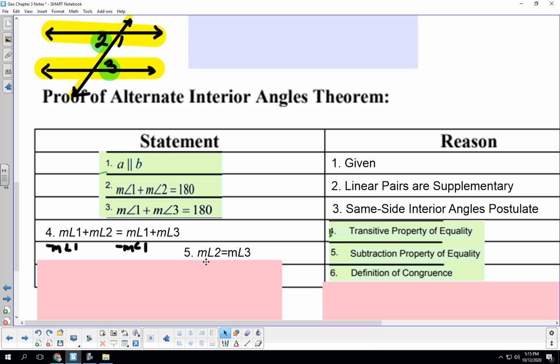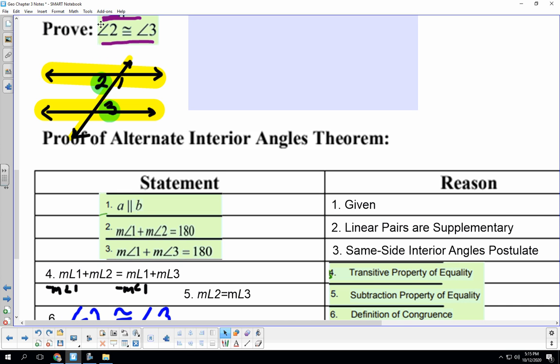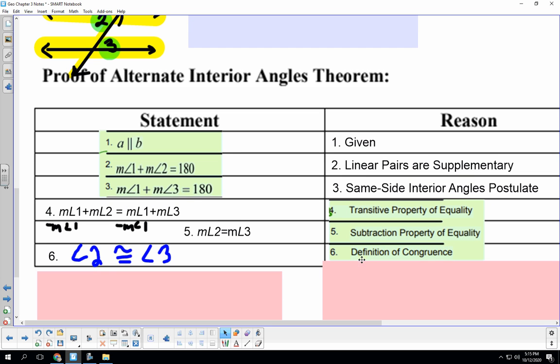So now we have the measure of angle 2 is equal to the measure of angle 3 by the subtraction property of equality. Now, definition of congruence. If the measures of two angles are equal, we can say that the angles are congruent. Angle 2 is congruent to angle 3. What? That's what we're trying to prove. And so that's the definition of congruence. All right, let's take a look at another one.